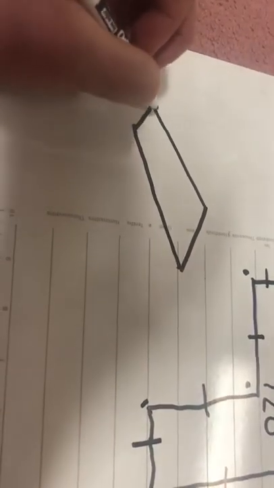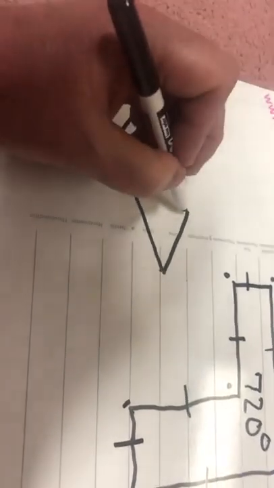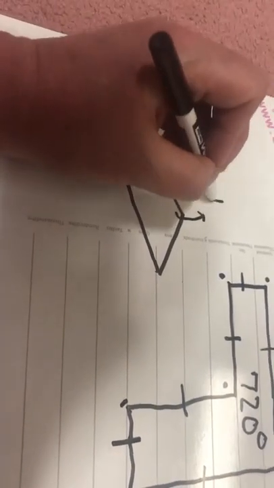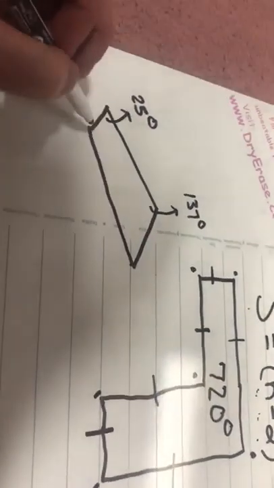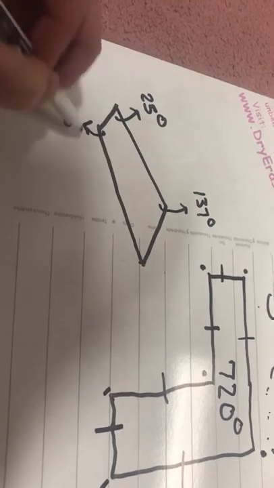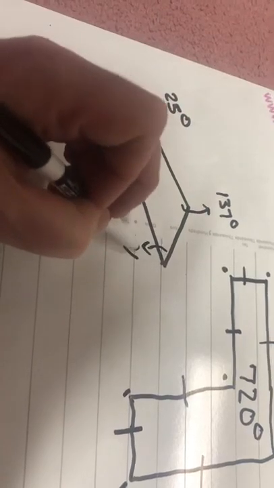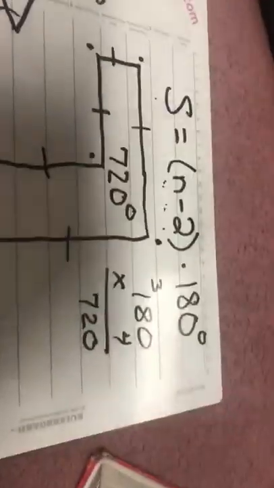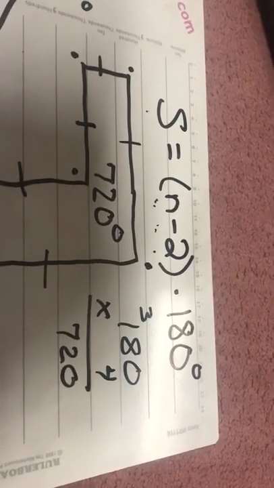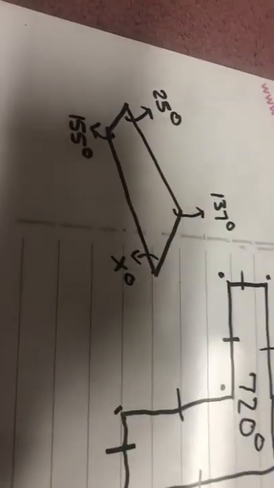I'm going to say that this angle right here is 25 degrees. I'm going to say that this angle right here is 137 degrees. I'm going to say that this angle right here is 155 degrees. I'm going to say that this angle right here is x degrees. So this is a different section, but it's utilizing this same formula, S equals n minus 2 in parentheses times 180. So we go back to this figure.